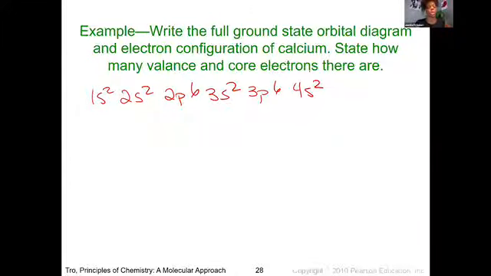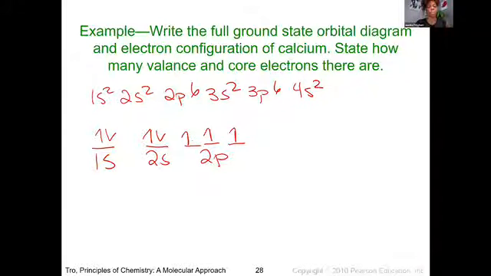Our orbital diagram would be based just off of that. So we would say 1s with 1 orbital shown and my electrons up and down. Then we have 2s, orbital diagram, up and down. 2p, orbital diagram, up and down. So we go up, up, up, down, down, down, according to Hund's rule. 3s, 1 orbital, up and down.